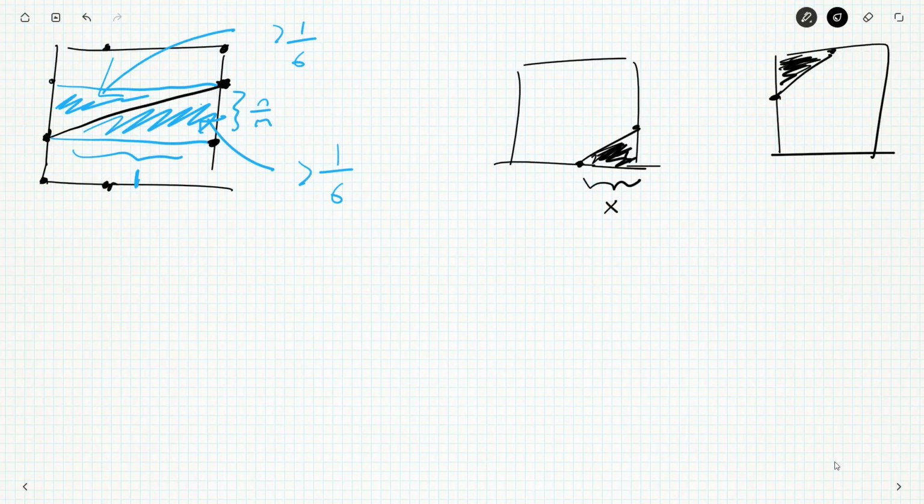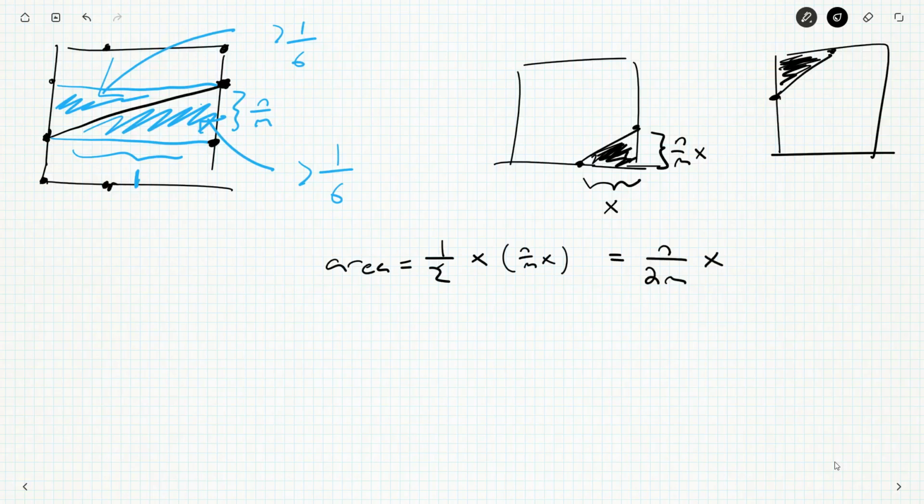So if I call this distance x, and I really have no idea what this x would be, this will be n over m x. And that has an area of 1/2 x times n over m x. So this will be n over 2m x squared. And I want this to be less than 1,000th.